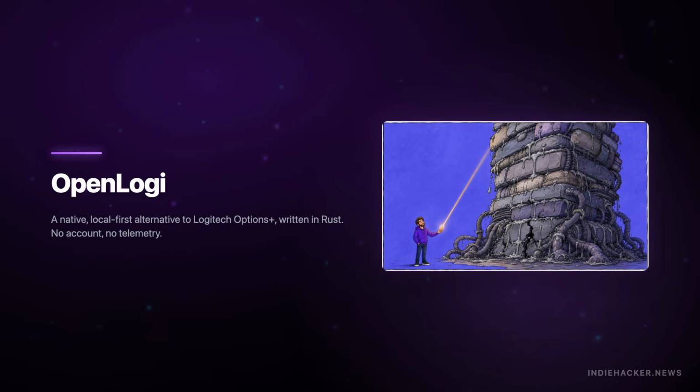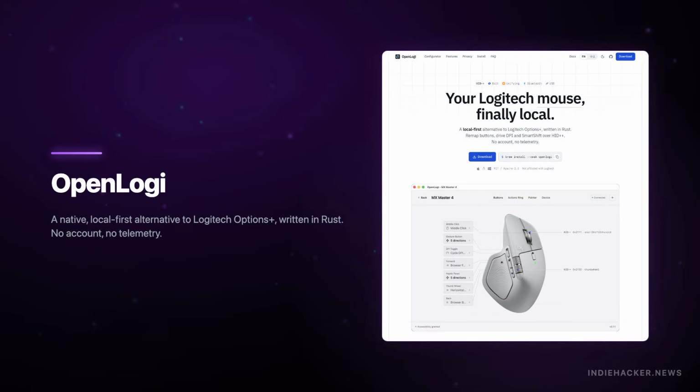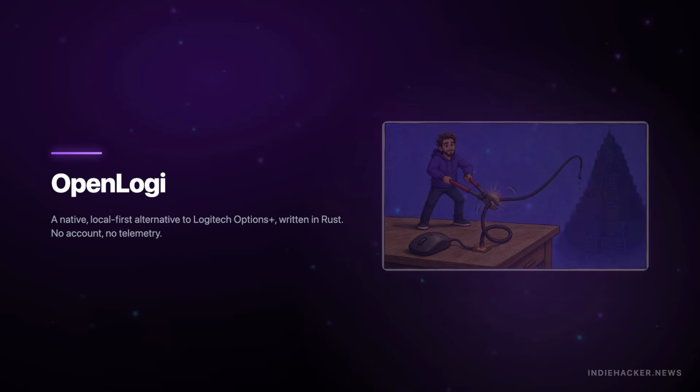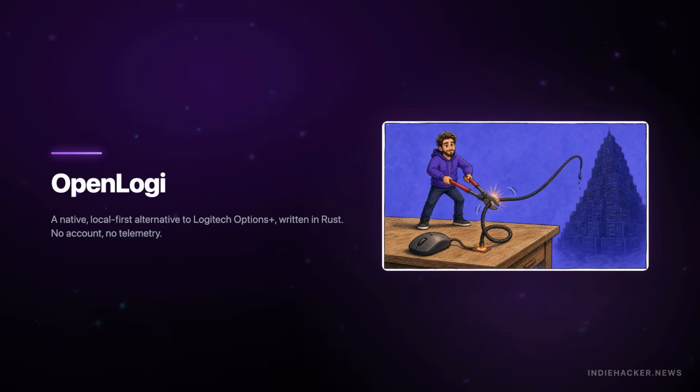It's called OpenLogi. It's a native app written in Rust, and it talks to your mouse directly over HID++, the same protocol Logitech's own software uses. There's no account and no telemetry anywhere in it, so nothing about your setup leaves the machine.